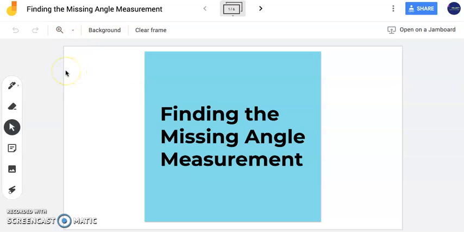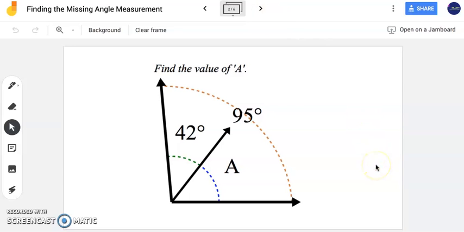Hello, today we're going to focus on finding the missing angle measurement. In today's problems, you're going to be given an angle and your goal is to find the value of A. So the first thing you have to do is identify where the unknown labeled as A is located in my angle.